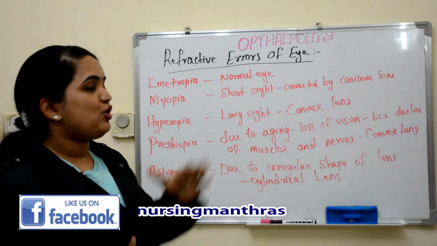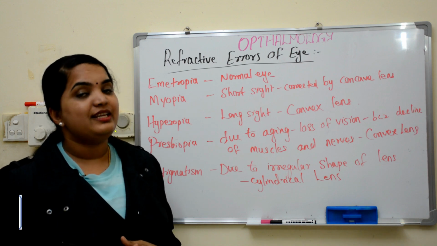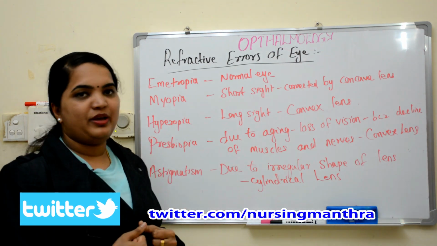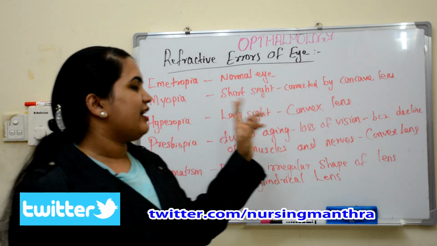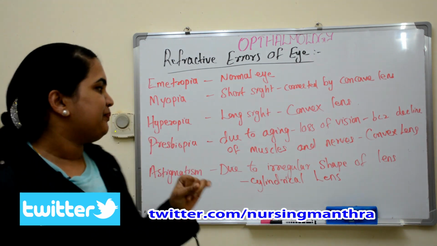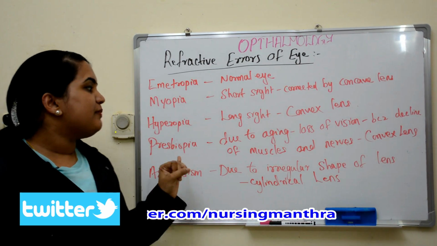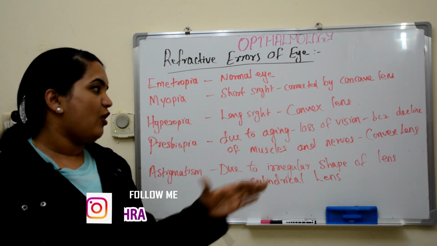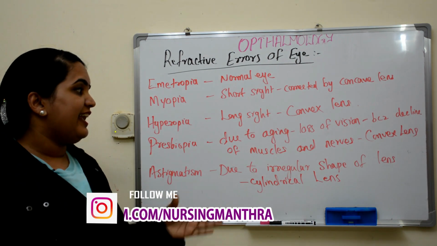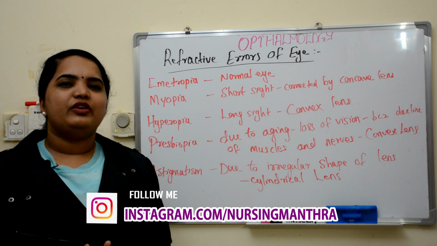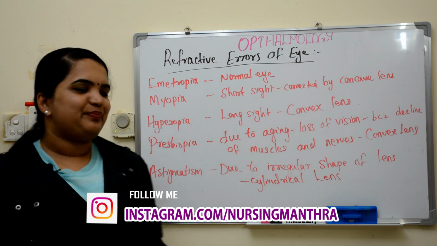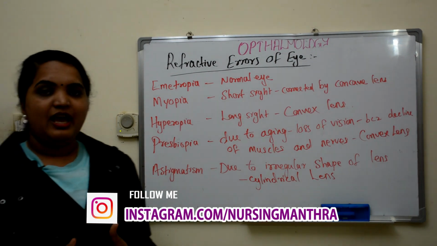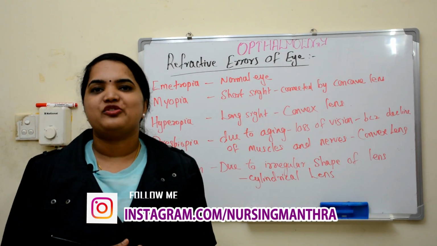Myopia means short sight, which we correct with the concave lens. And hyperopia means long sight, and we correct it with the convex lens. What is presbyopia? Presbyopia is due to the aging process. In old age we can see loss of vision because of the decline of the muscles and nerves, and we correct it with the convex lens. And the other thing is astigmatism. It is due to the irregular shape of the lens, and we correct it with the use of a cylindrical lens.